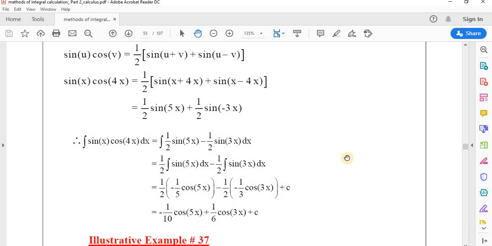It is just direct application of the formula to convert the multiplication to addition or subtraction.